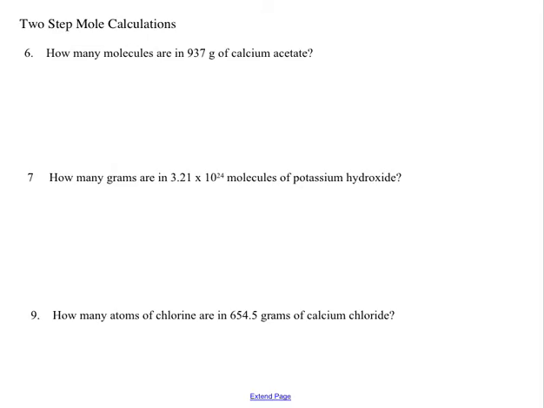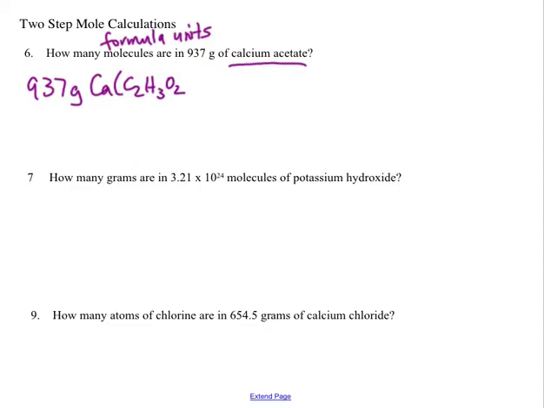Number 6 says, how many molecules are in, and molecules is kind of a misnomer because this is actually an ionic compound, so there's really no such thing as a molecule. We usually say formula units, but it's semantics at this level, so don't worry about it, but I just want you to know the truth. So how many formula units are in 937 grams of calcium acetate? So 937 grams of calcium acetate, what's the formula of that? Calcium's +2 and the acetate's -1. So that is where that is coming from.